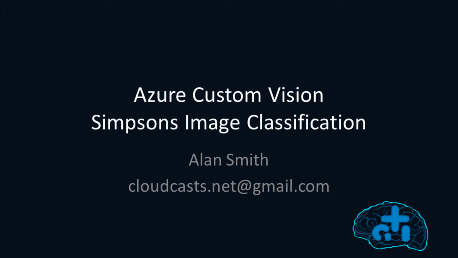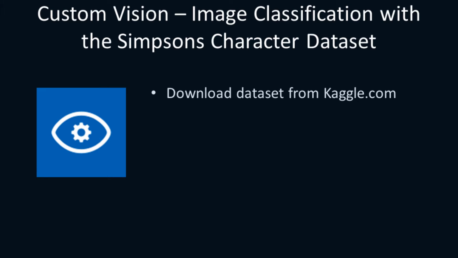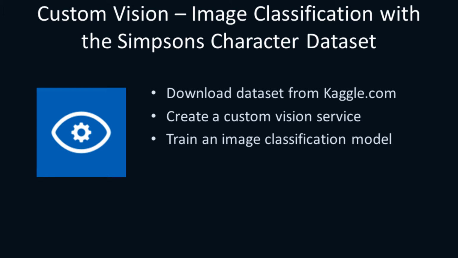Hi, my name's Alan Smith, and in this webcast, we're going to use the Azure Custom Vision service to do image classification based on the Simpsons characters. We'll start out by downloading the Simpsons dataset from Kaggle.com. We'll then create a new Custom Vision service in the Azure portal. We'll train an image classification model, and we'll then test that model for accuracy.